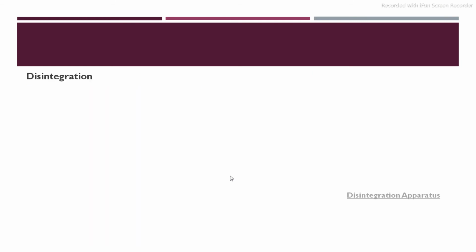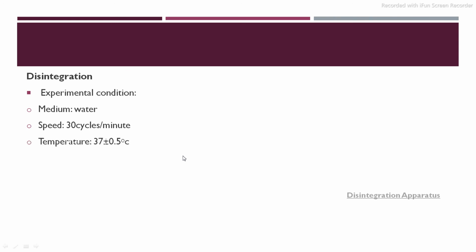Next evaluation test is disintegration. So what is meant by disintegration? Disintegration means the time required to break down the tablet, and for this you require some experimental conditions like medium water, speed of about 30 cycles per minute, and the temperature is 37 plus or minus 0.5 degrees Celsius.